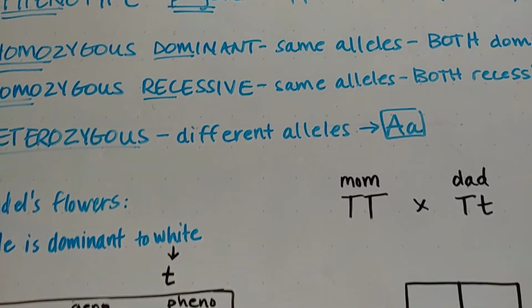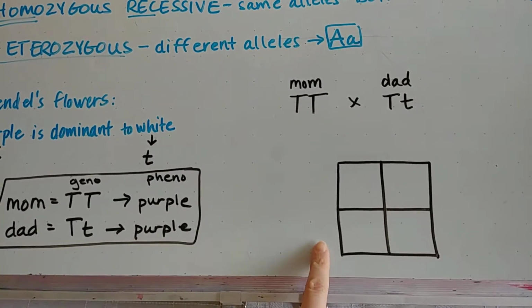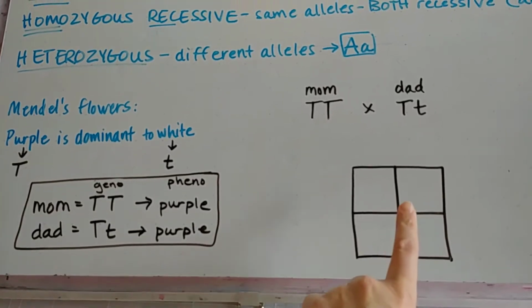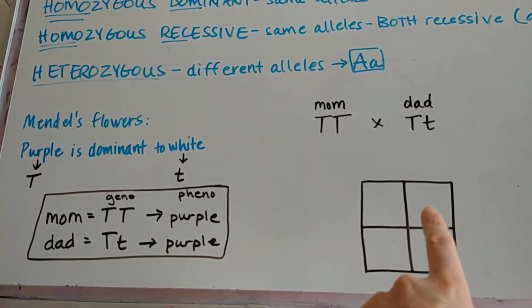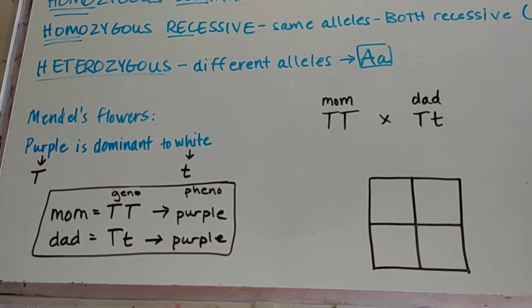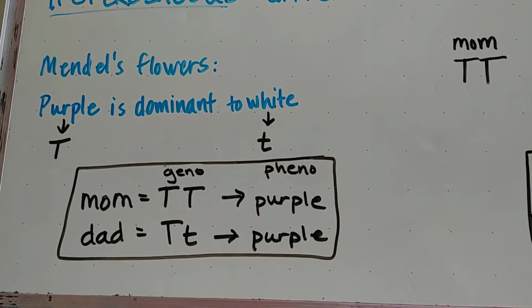So when we do Punnett squares, essentially what a Punnett square is, it's a way for you to calculate the probability of what traits or features, genotypes or phenotypes, the offspring might have. So we're going to do a quick example so you can see how it works. We're going to use Mendel's flowers as an example.